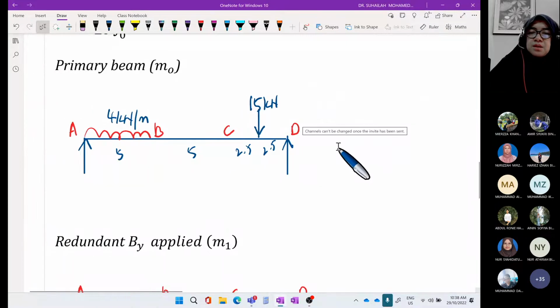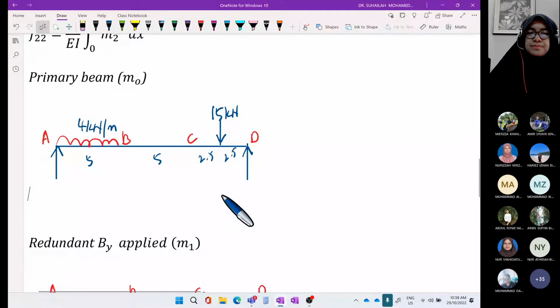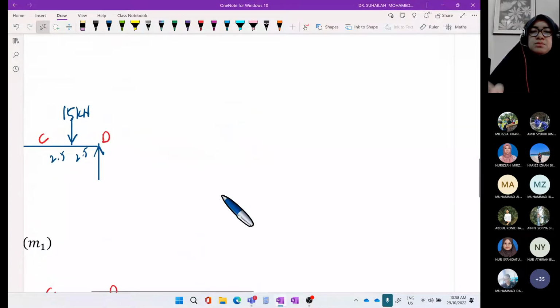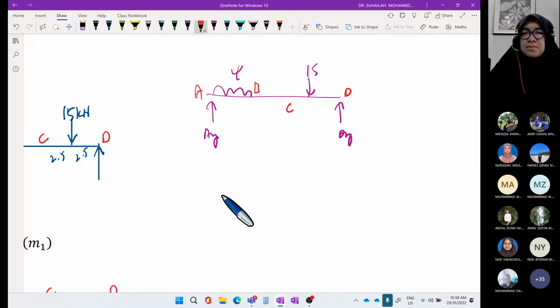Tak apa, kita ada dah. Okay, so we have this AY, DY, 15 dengan 4 kan? A, B, C, D. Right. This is 5, this is 5, and 2.5, 2.5 lah.